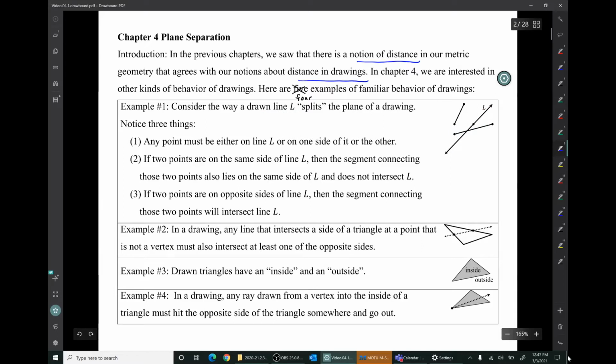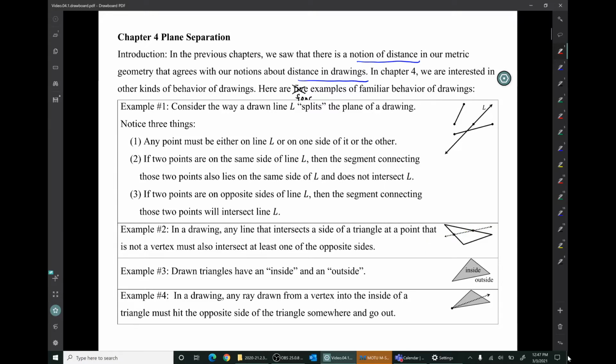Here's another example of behavior in drawings. In a drawing, any line that intersects a triangle at a point that's not a vertex, like this, goes on through the triangle and comes out somewhere else. In this drawing, the line continues through the triangle and comes out the other side and intersects that opposite side.